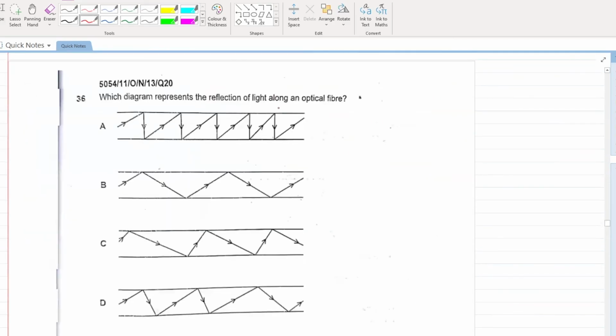Which diagram represents the reflection of light along an optical fiber? Not A. Yeah, B is correct. Not C, not D.